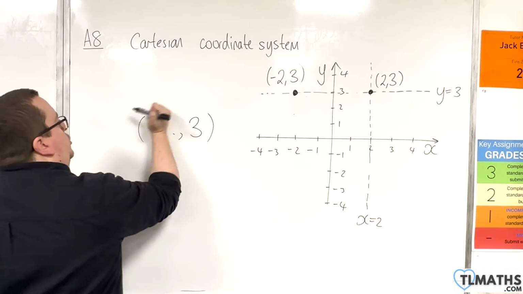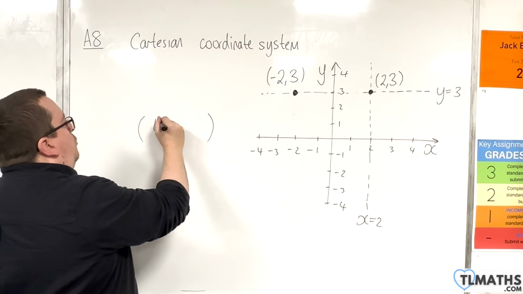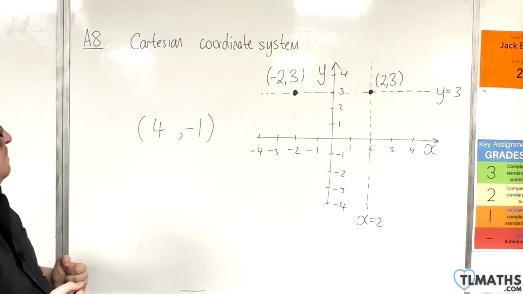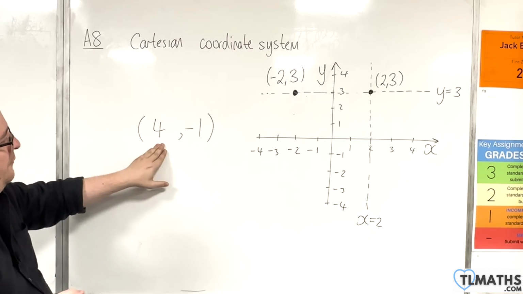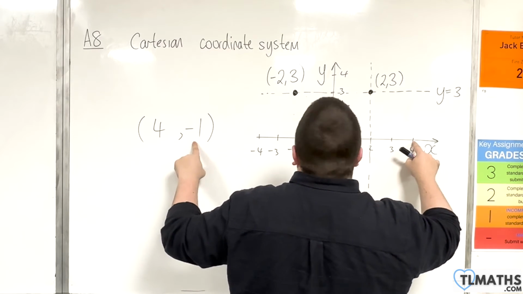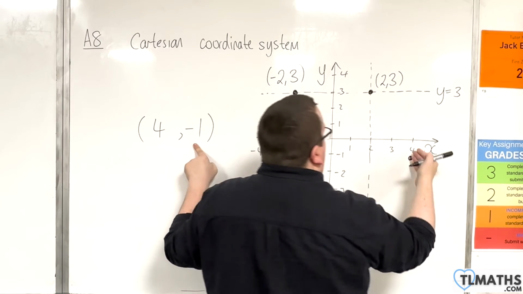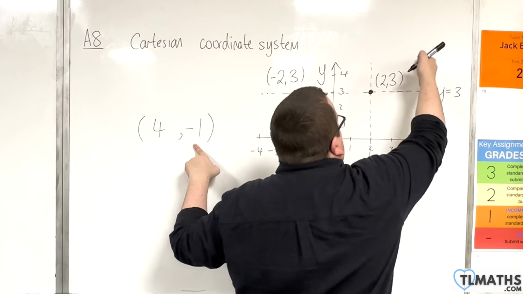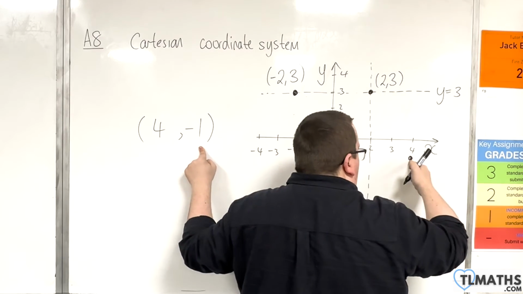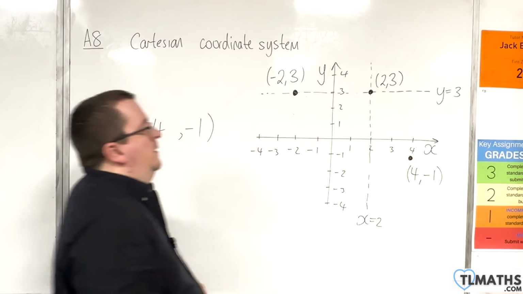What about, let's change the point up. How about 4, minus 1? Where would that be? Well, if we follow that logic of 4 along the corridor, so 4 along the corridor and then 1 down the stairs, that would get us to this point here, because that is when x is 4 and this is when y is minus 1. So it's where those two lines intersect, and it will be that point there.